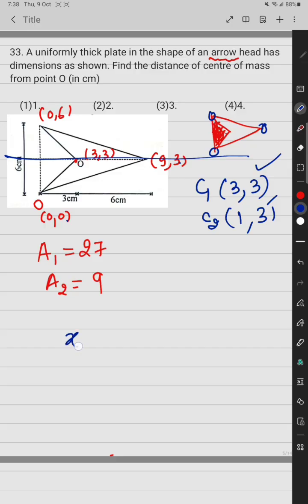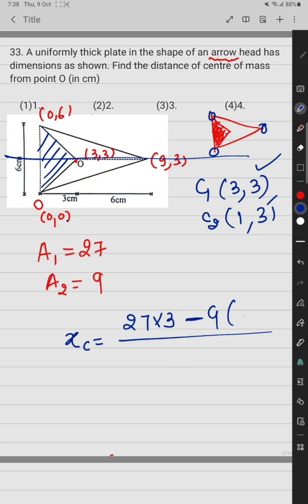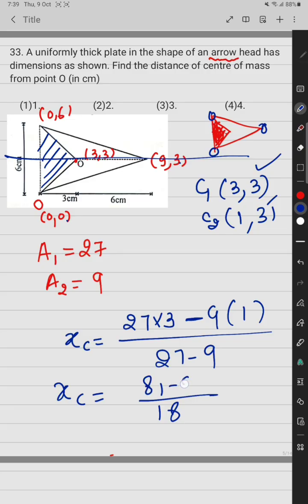If we find its x coordinate, it is 27 multiplied by 3, but the negative area, which is not present, the shaded part, is removed. It is 9 into 1, and that is divided by 27 minus 9. So the x coordinate is 27 minus 9, that is 18, and that is 81 minus 9 if we subtract it. Then the position of the center of mass with respect to the point O, from this point we get the location of the center of mass. It is 72 by 18.